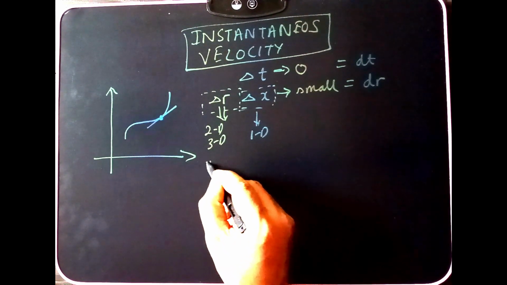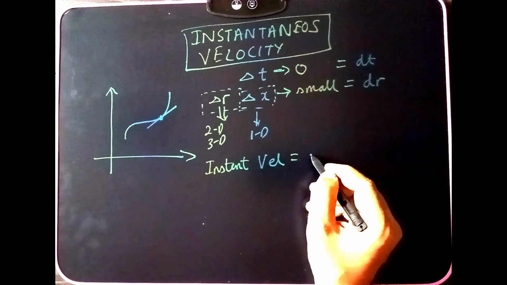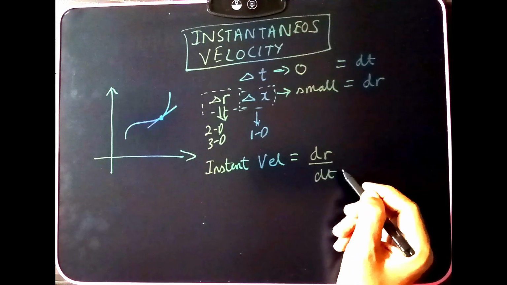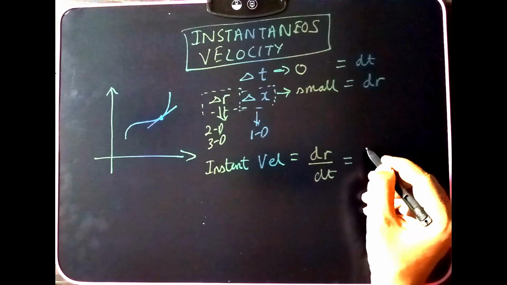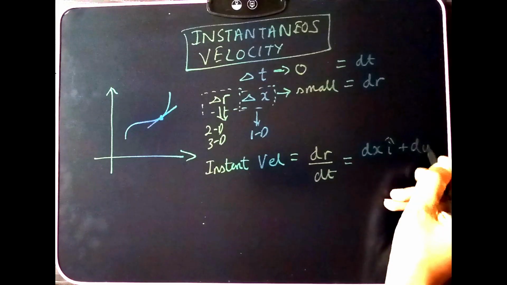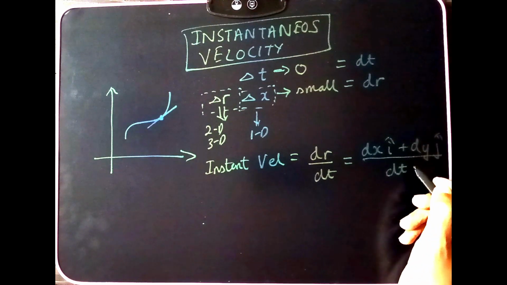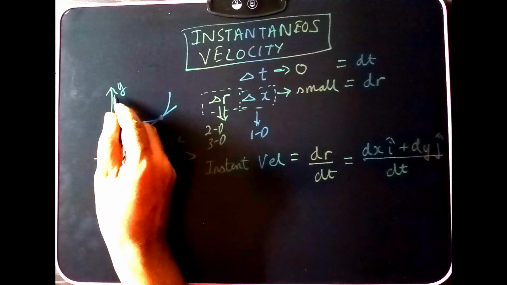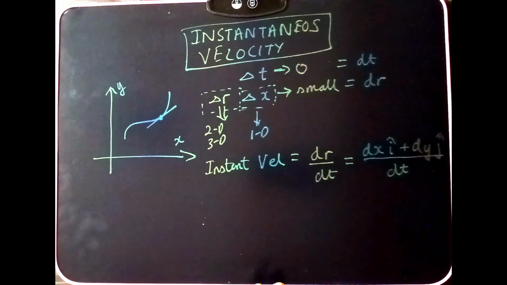So instantaneous velocity, I'll call it for now, is given by the small change in displacement divided by the small change in time. So we can represent dr by dt as a projection on the x and y axis, which can be given as the small change on the x axis, i cap, plus the small change on the y axis, j cap, divided by dt. This is x, this is y. So to get t, we need to represent y with respect to t and x with respect to t so that we can get individual graphs separately.